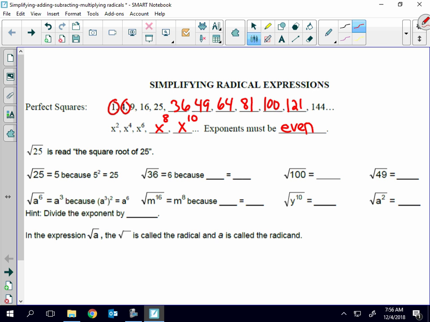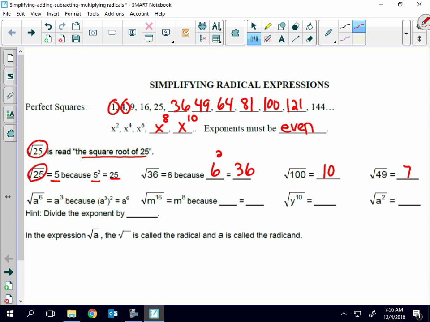You guys know this. The square root of 25 is read "the square root of 25." Okay, and you know that the square root of 25 is 5 because 5 squared is 25. So the square root of 36 is 6 because 6 squared is 36. This is something that's easy to you, I know. So the square root of 100, of course, you know, is 10. Square root of 49 is 7. These are easy.